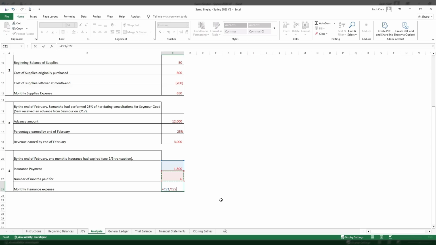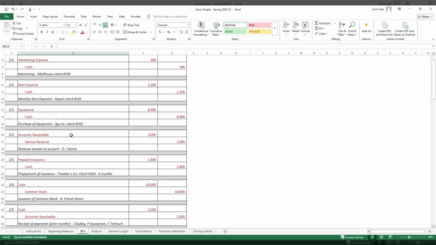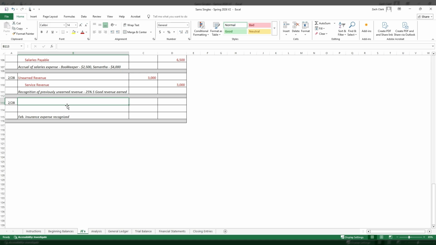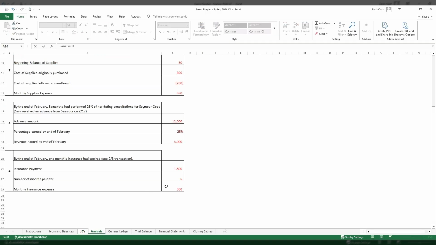And really, we'll divide that by the 6. So what we're saying is each month's insurance is $300. We paid for 6 months worth, up front. And so that means that every month we have $300 of insurance expense that has to be recognized as the time passes. And we will do that now. So insurance expense. Let's link to our analysis.